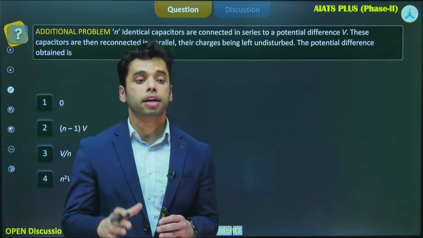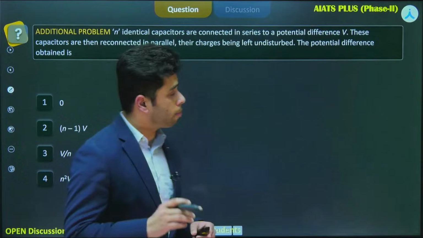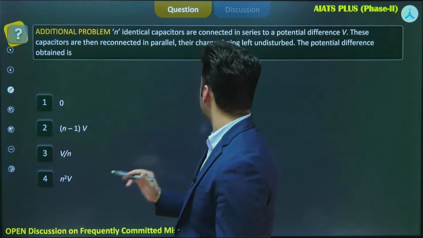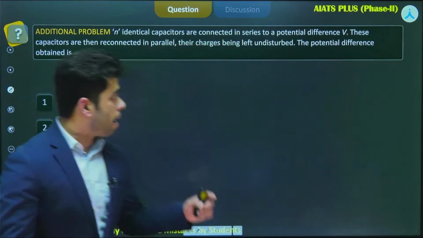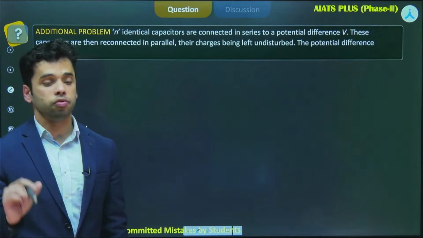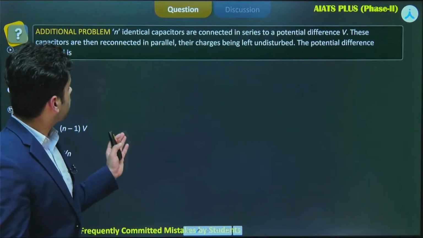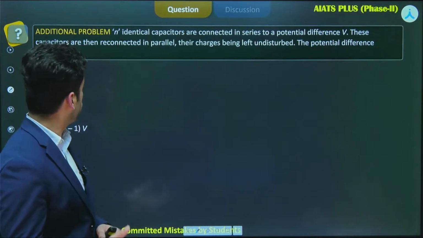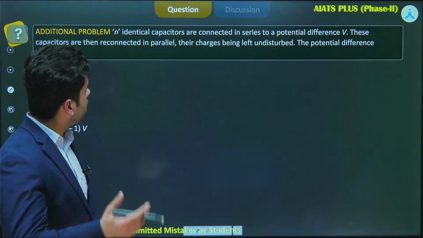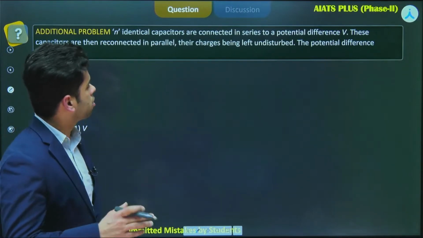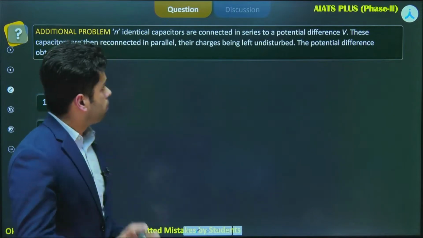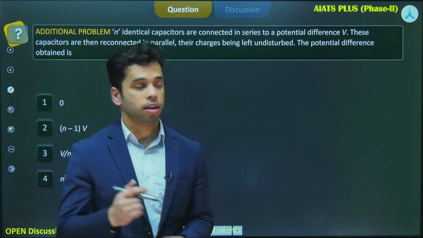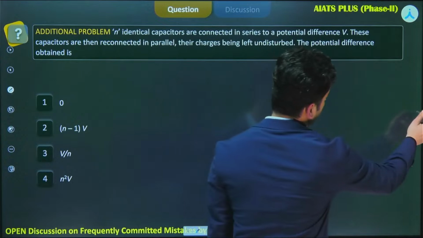And if you understood the problem, let's move towards another problem, and this is a problem that you guys should attempt. If you are able to solve it, then put the answer in the comment box. The problem says that n identical capacitors are connected in series to a potential difference V. These capacitors are then reconnected in parallel, their charges being left undisturbed. The potential difference obtained is? Now, you need to solve this problem, right? And put the answer in the comment box if you are able to find the answer. Till then, I'll try to solve the problem for you.